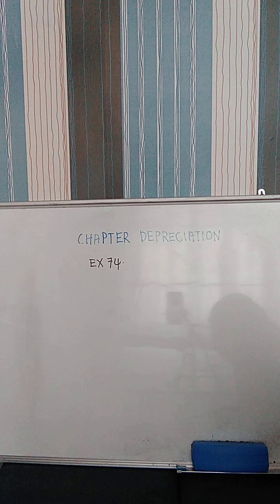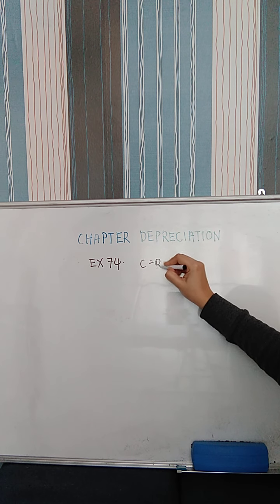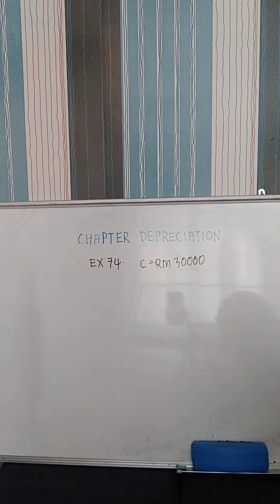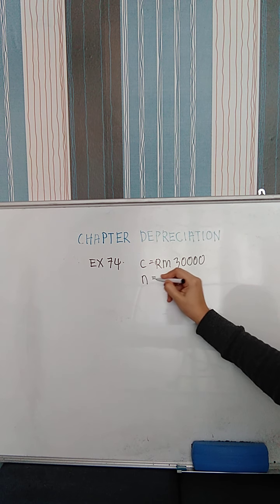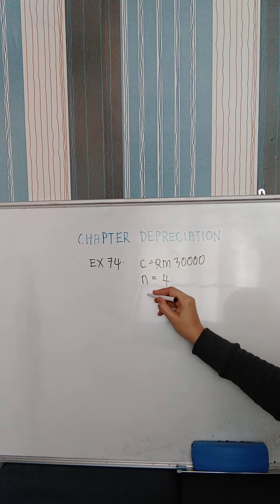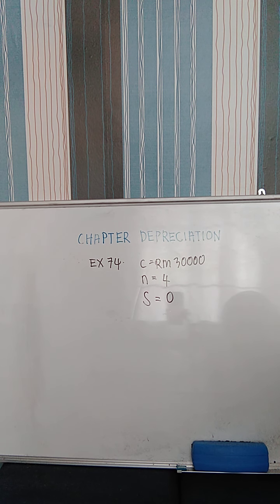Next I continue to example 74. A machine costing 30,000. So this is the cost, 30,000. It has a life expectancy of 4 years. So this is the useful life, 4 years, and zero salvage value. So the S is 0. Using the straight line method. It mentioned to you to use the straight line method.